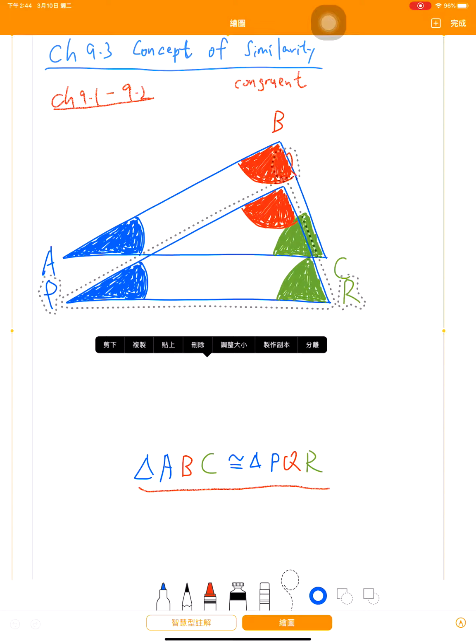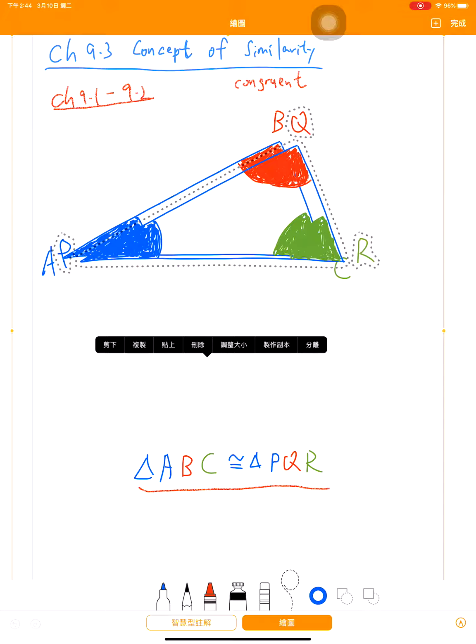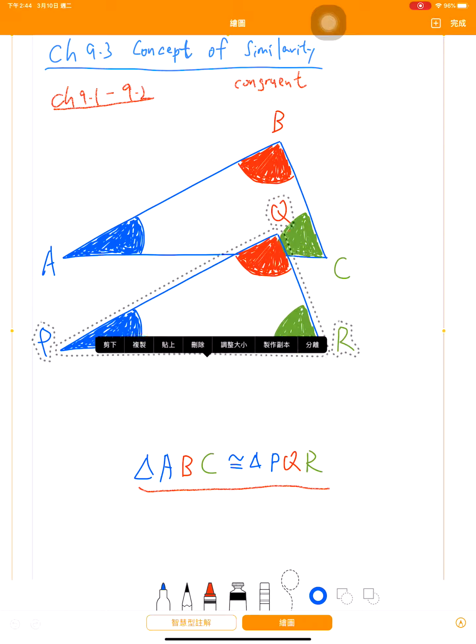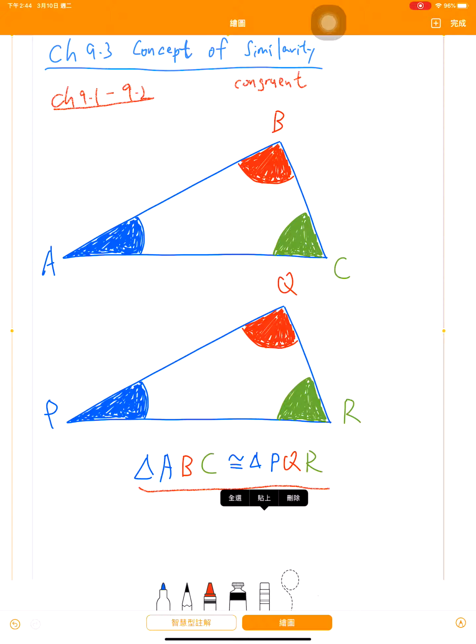And P corresponds to A, Q corresponds to B, and the point R corresponds to C, right? So we can write it in this way: triangle ABC is congruent to triangle PQR, with this symbol.